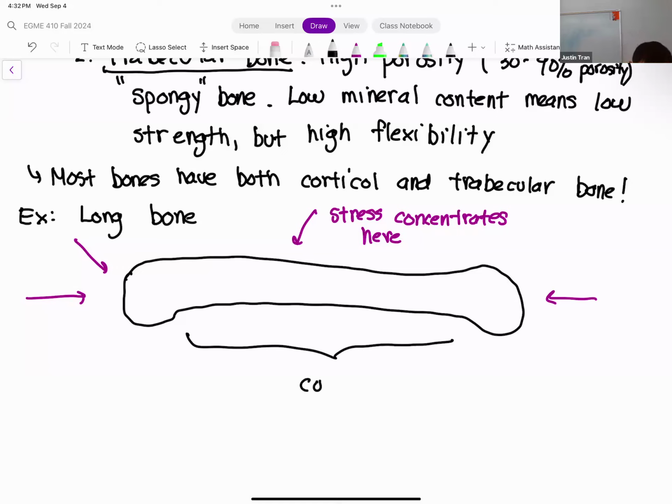And so typically what you're going to see is that the bone tissue in the middle of bones is going to be made primarily of cortical bone, because that's where most of the strength is needed.